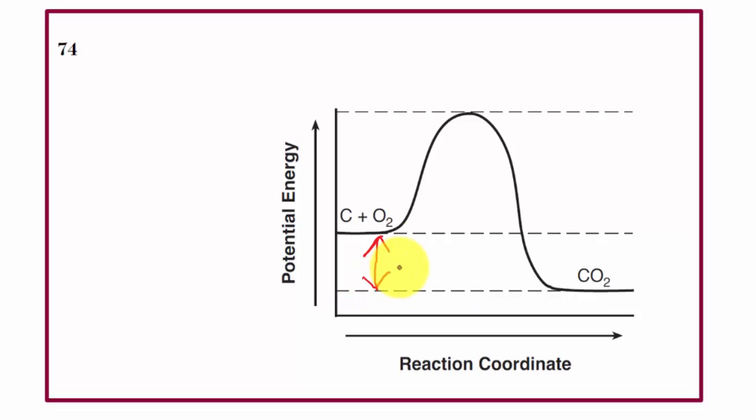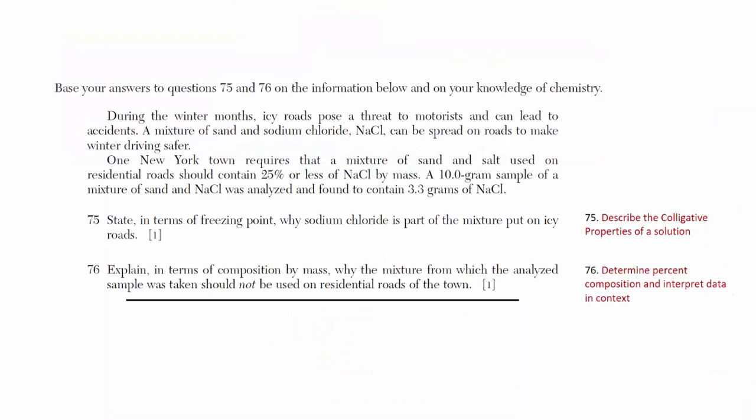It doesn't matter where along this interval you draw this, as long as you get the double-headed arrow to fit between these two dotted lines, you have correctly isolated the heat of reaction, the difference between the reactants and the products. Question group for questions 75 and 76.